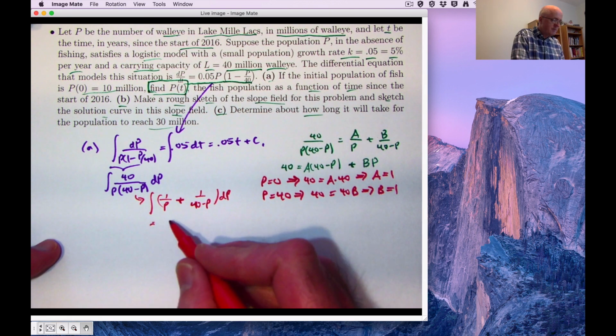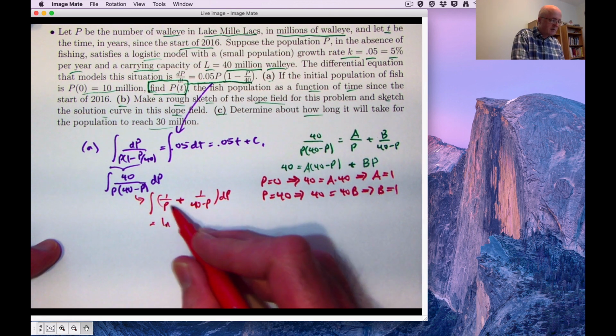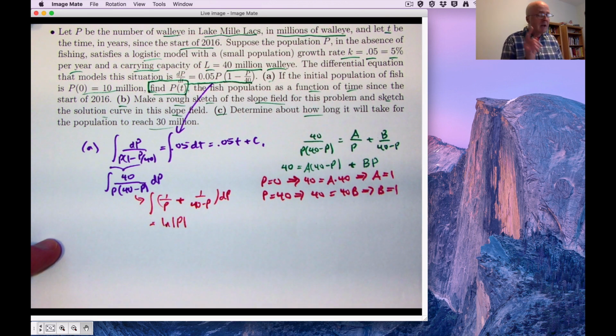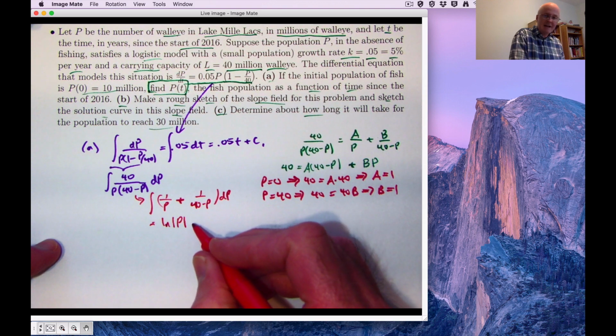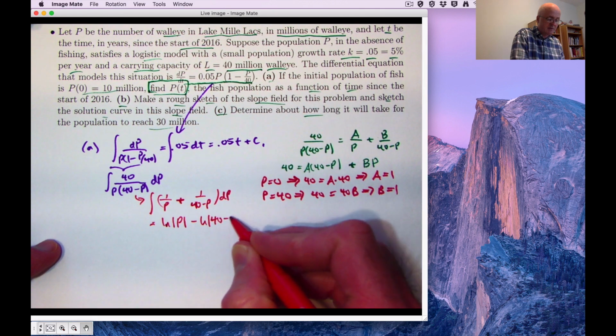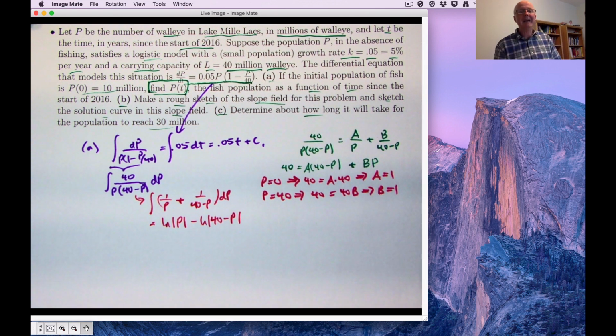Do this integral. You're going to get natural logs involved. Integral of 1 over p will be natural log of the absolute value of p. Be really careful with the next one. It's not natural log of the absolute value of 40 minus p. It's minus natural log of the absolute value of 40 minus p. You do need that minus sign in there.